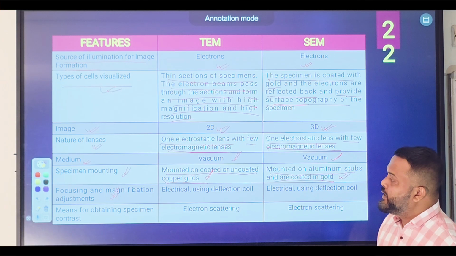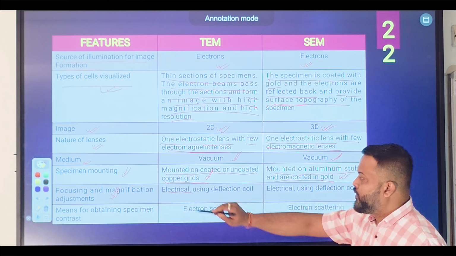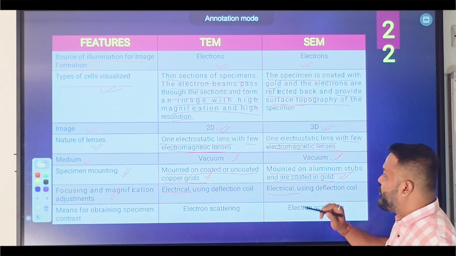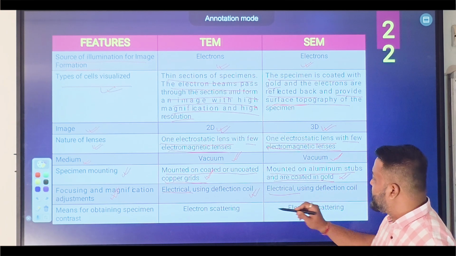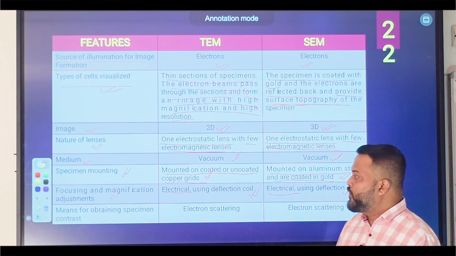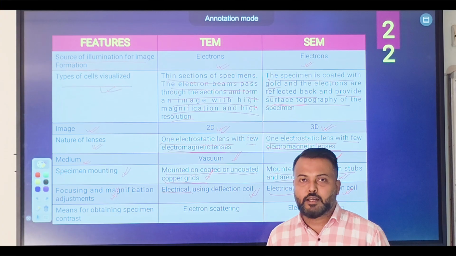Then the next feature is the focusing and magnification adjustments. This is completely electrical. Focusing and magnification adjustment is completely electrical in both the cases, using a deflection coil. They will use a deflection coil inside the system to handle the focusing as well as magnification adjustments.